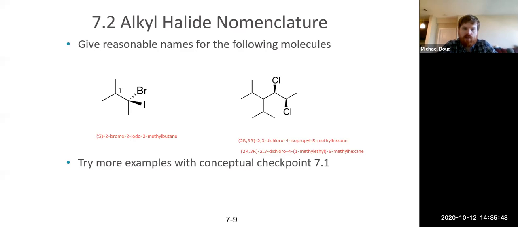Okay, so for my names over here, I got 2S-bromo, 2-iodo, 3-methylbutane. And then over here, it was 2R, 3R, 2,3-dichloro, 4, and then you have a choice. It's a complex substituent. It could either be isopropyl or 1-methylethyl, and then 5-methylhexane. So that's what I got here.